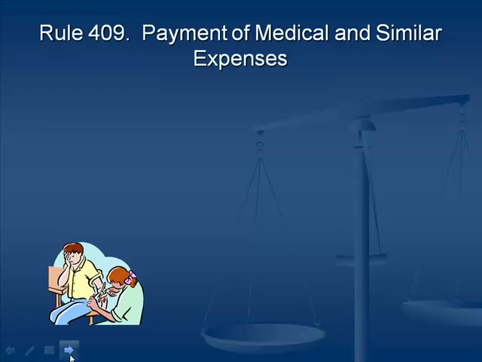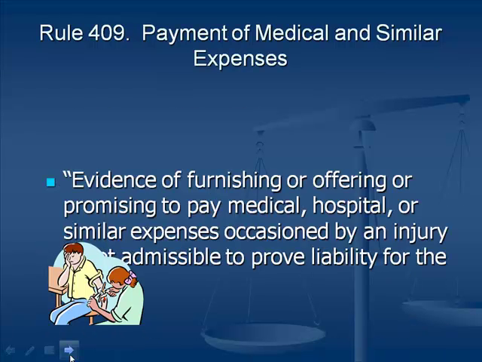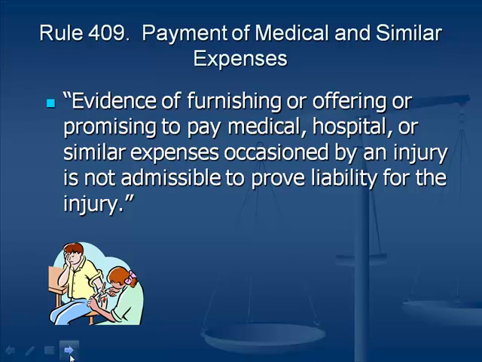409 does not require that there be an actual claim yet, but 409 only prohibits offers to furnish or pay medical, hospital, or similar expenses occasioned by an injury. It does not cover an offer to pay for damage to a vehicle, for example. Again, the rule only prohibits introduction of the evidence to prove liability for that injury. It won't discourage humanitarian offers to pay personal injury expenses, but the rule does not prohibit other types of offers or any statements made surrounding the offer. So it's a very narrow piece of evidence that is prohibited here.